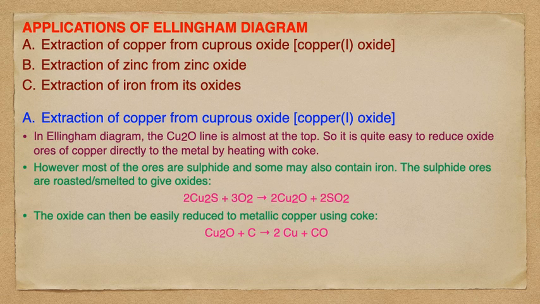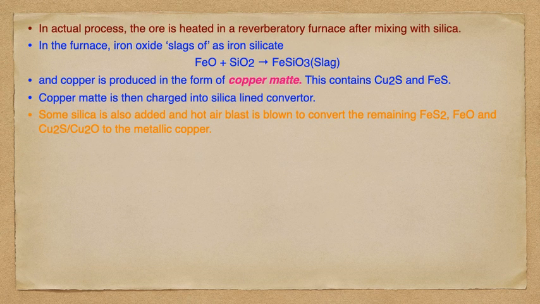The cuprous oxide Cu2O plus coke changes into copper and carbon monoxide. Practically, in the actual process, the ore is heated in a reverberatory furnace after mixing with silica. In the furnace, iron oxide slags off as iron silicate as shown by the equation, and copper is produced in the form of copper matte. This contains Cu2S and FeS still as impurities.